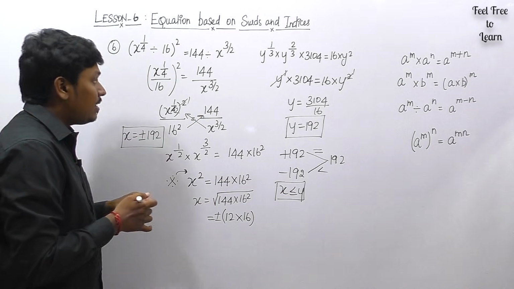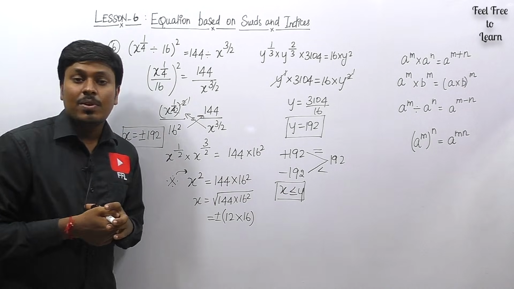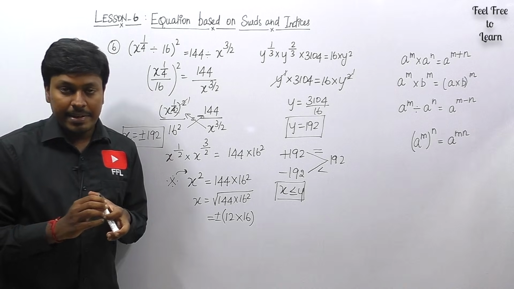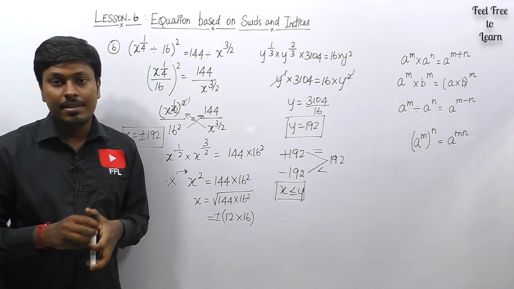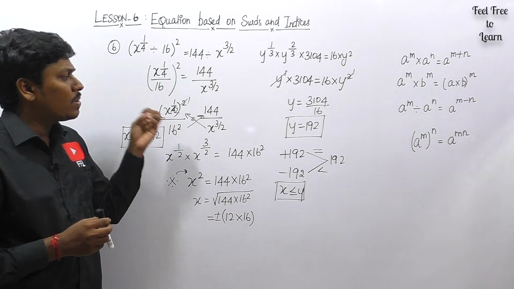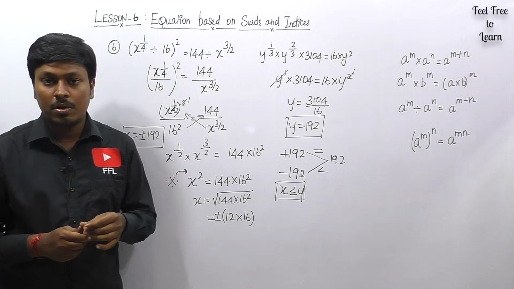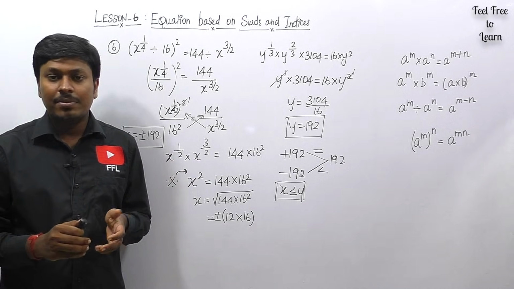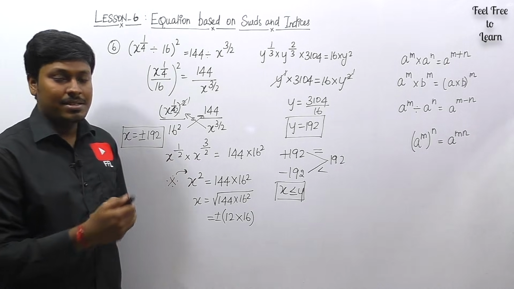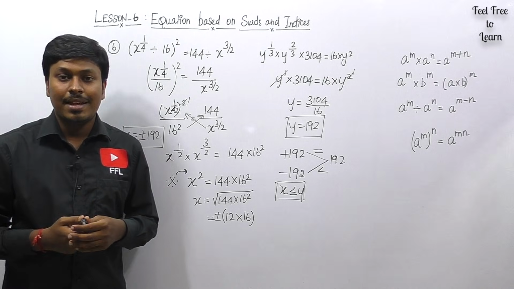So friends, finally in this lesson number 6 we have solved 6 different questions on the topic equations, based on surds and indices. So friends, lesson number 6 is one of the simplest concepts in the equation topic. So after watching this video, kindly practice similar questions again so that you will get the answers easily.